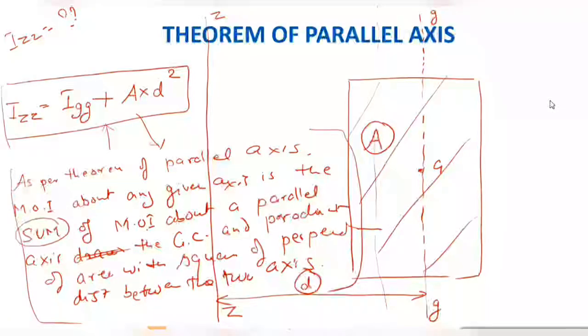Okay, guys, this will be used extensively. Remember that between these two, it is IGG plus AD square. Please remember that. Don't make it IGG is equal to IZZ plus AD square. No, it is IZZ is equal to IGG plus AD square. Am I clear, guys? Theorem of parallel axis is clear. Does anybody have any questions on this, beta? Yes, sir. No? Okay, very good.